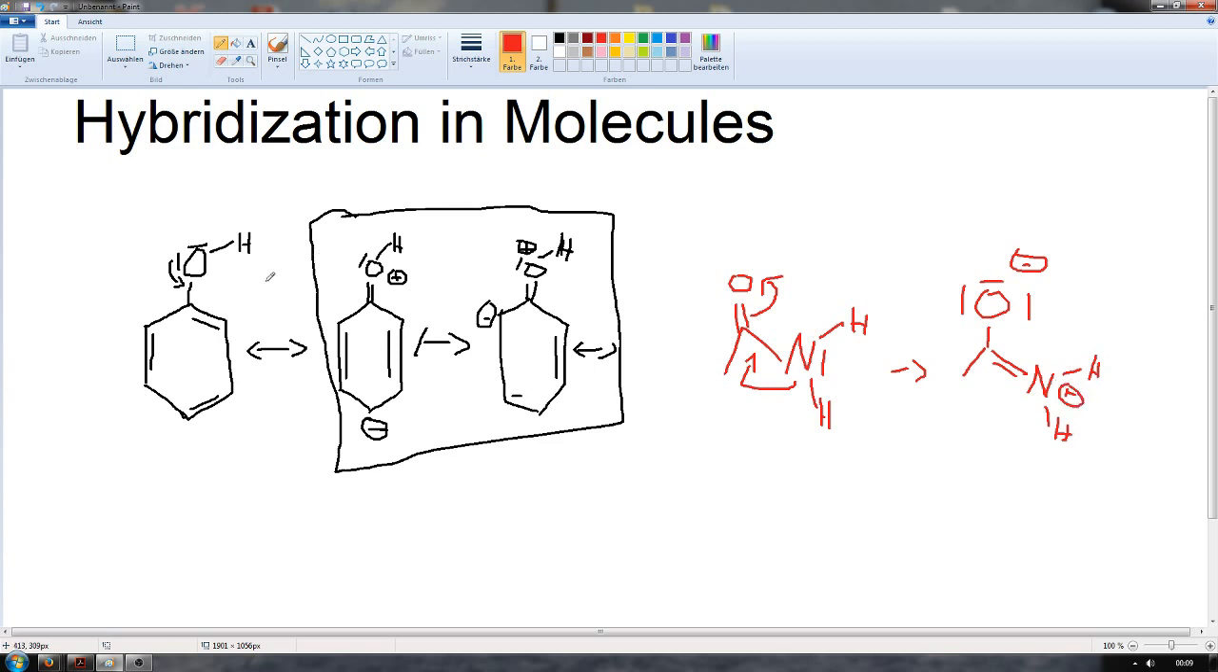So in the end, what happens is that we get an sp3 hybridization on the oxygen, or at least if we consider the Lewis structures, we tend to get an sp3 hybridization, and on the nitrogen, instead of an sp3, we have an sp2.